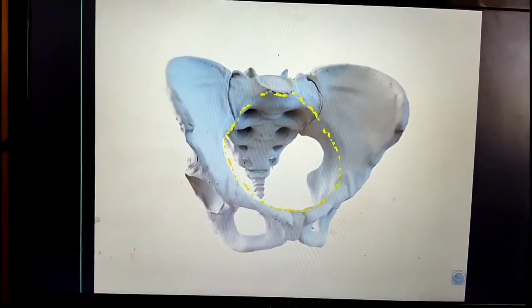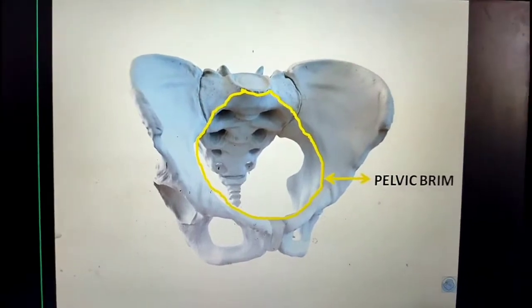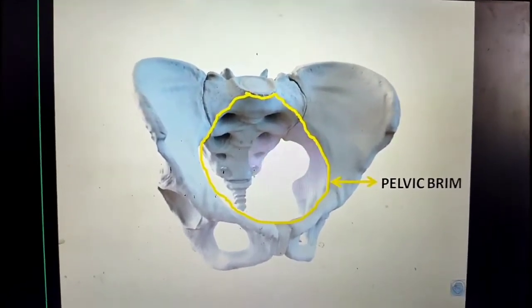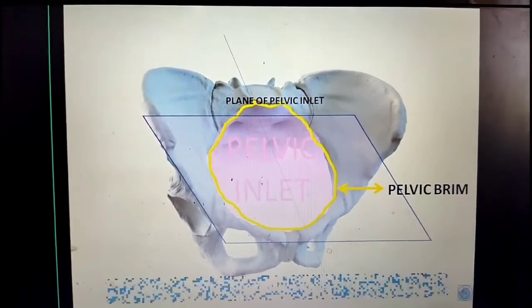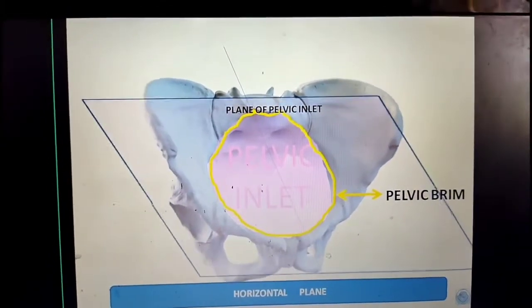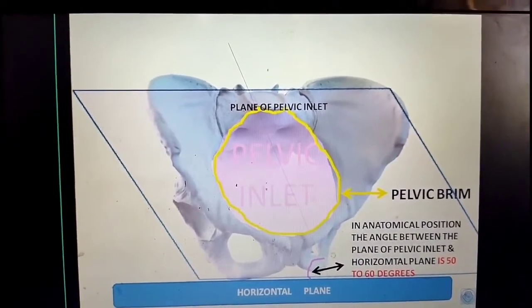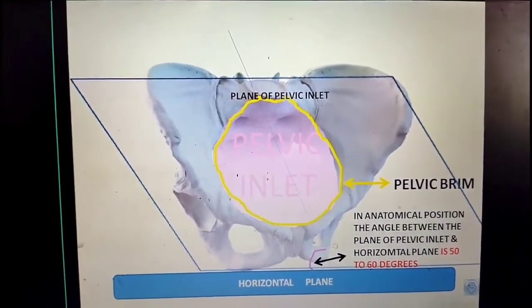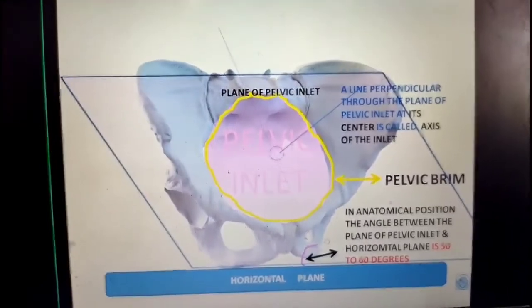Now here appears the pelvic brim in total. The entire pelvic brim you can see in the yellow line. The pelvic inlet is the aperture. This is the plane of pelvic inlet, joining the sacral promontory and the upper margin of the symphysis pubis and making an angle of 50 to 60 degrees with the horizontal plane.